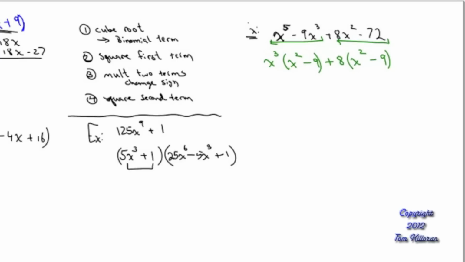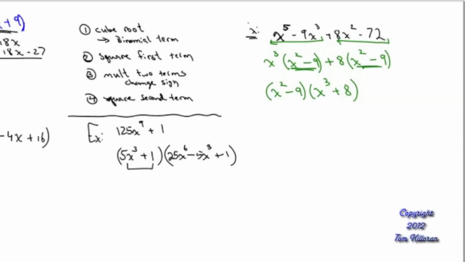What can I kick out now? I can kick out the common term, x squared minus 9. What's left behind? X cubed plus 8. Am I done? No. Heck no. And this is where people get confused. They think that if they go through one process of factoring, they can just leave whatever answer they get. That works great for most of the ones we've had, but this one does a little bit more.